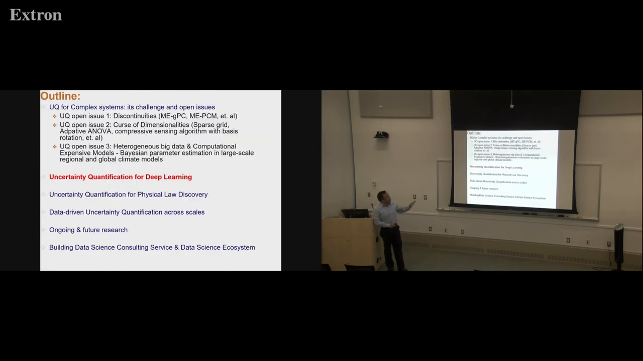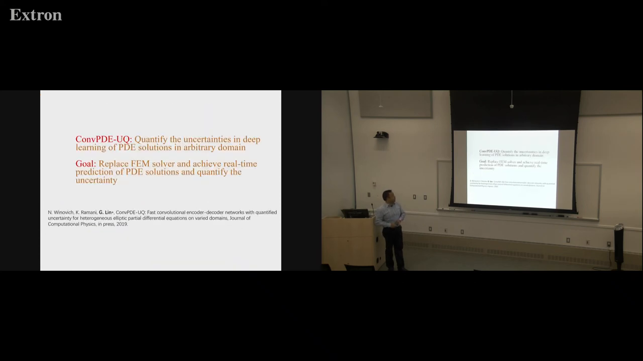Now I'm going to talk about UQ for deep learning, right? How we can make better predictions. The idea is we develop a new method to quantify uncertainty in the deep learning predictor of the PDE solutions in arbitrary domains. The goal is to replace the traditional finite element or finite difference solvers and achieve real-time prediction of the PDE solutions and quantify the uncertainty associated with that.